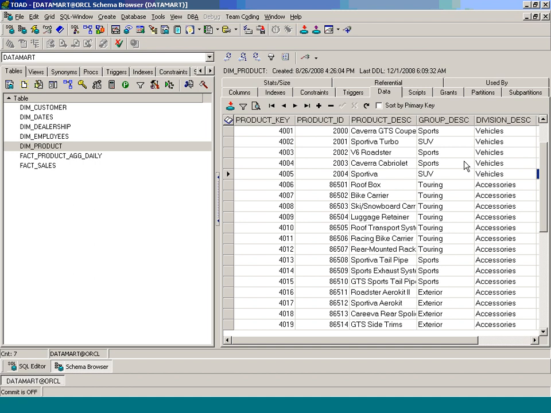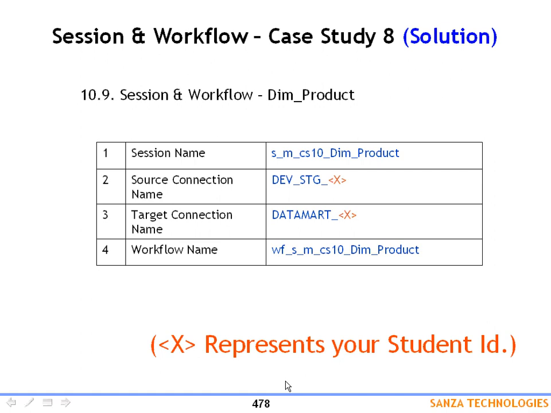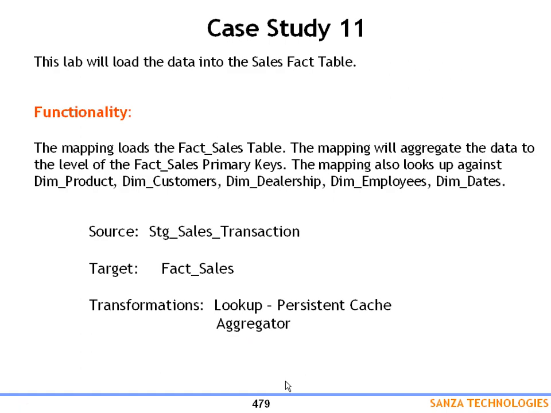Now comes fact table load. So please focus now. The requirement of this mapping is to aggregate the data to the level of fact sales primary keys. The mapping also looks up against dimension product table, dimension customer table, dimension dealership table, dimension employee table, and dimension dates table. So source is the STG sales transaction table, and the target is my fact sales.